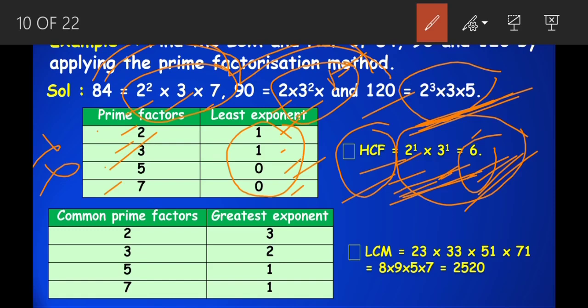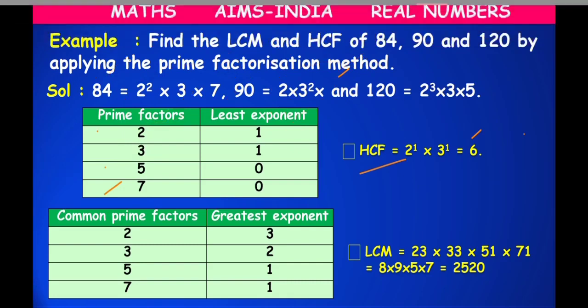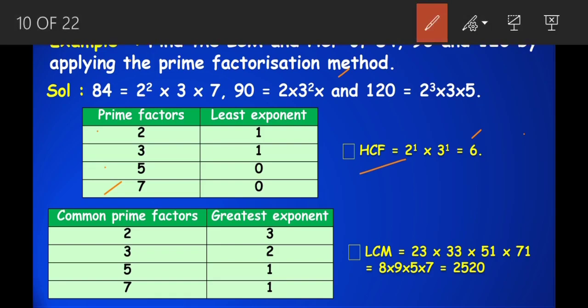For finding LCM, what do we have to do? For finding LCM, in the same way, in the expansion of all numbers, we have to take the greatest exponent. So here 2 2 times, 2 1 time, 2 3 times. What is the greatest exponent? 3. What about 3? 3 2 times, 3 1 time. So 3 2 times. What about 5? Here 5 is missing, children. 5 1 time. What about 7? 1 time.